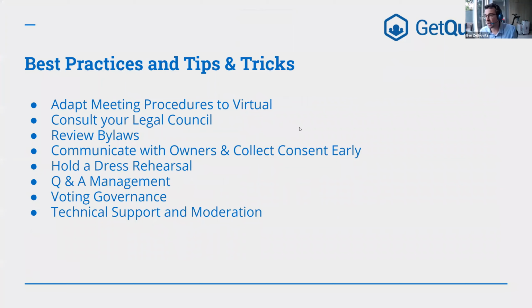So some best practices, if you're going to consider holding a virtual meeting, is you have to first be open-minded to adopt your previous AGM procedures to virtual. We think we've done a decent job of helping people translate it, but you got to be open-minded. Next, you've got bylaws. You've got a lawyer. Use them. Read the bylaws. Call your lawyer. Make sure you're doing things properly.